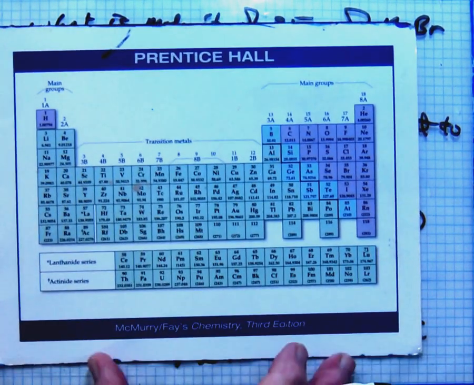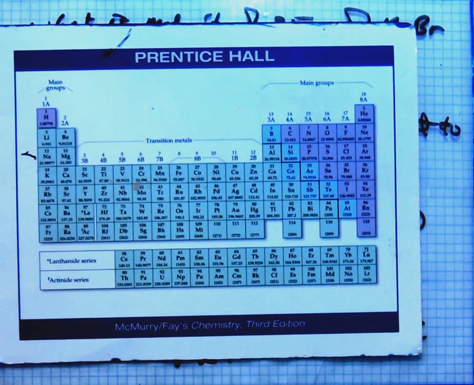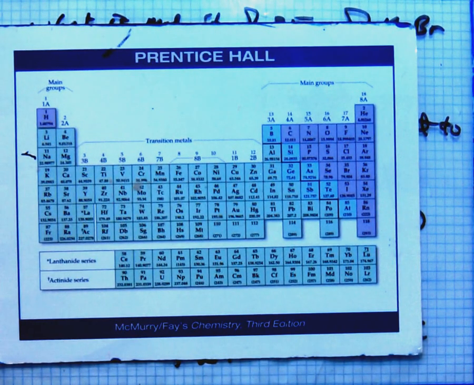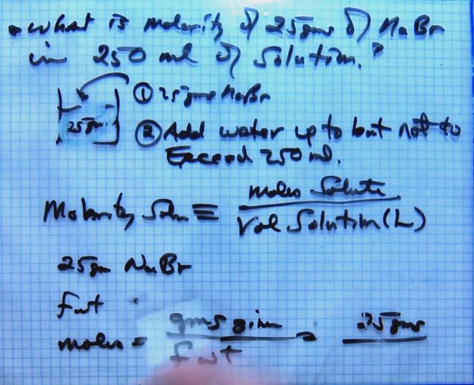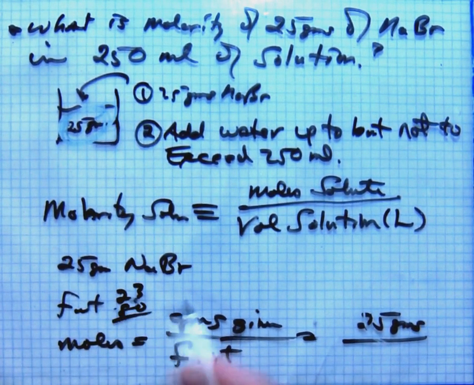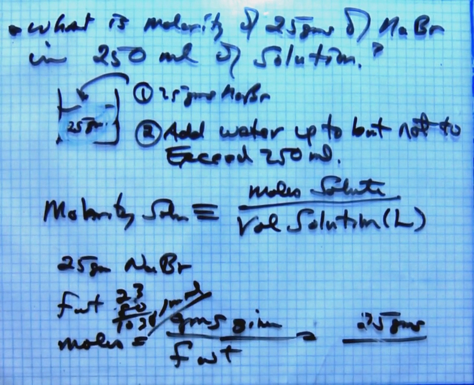Well, looking on the periodic chart, I see sodium over here is 23. If you can't see that, that's all right. I can't see it either, and I'm closer than you are. Okay, 23 and bromine's 80. So 23 plus 80 is what? I don't know. We'll add it up. 23 and 80, 103 grams per mole. Everybody good? 103 grams per mole.